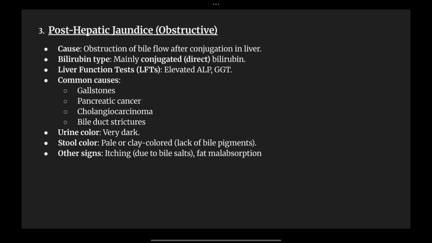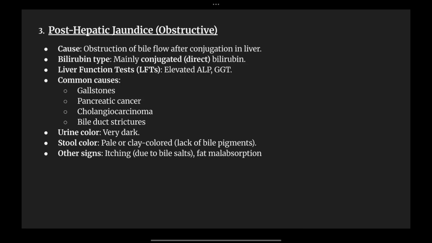In the first case, we saw it was unconjugated bilirubin in pre-hepatic jaundice. Second, in the hepatic jaundice, we saw it was both conjugated and unconjugated. And in post-hepatic jaundice, we see it is mainly conjugated bilirubin, or the direct bilirubin. Now, what are the functional tests that are conducted? Again, there are increased or elevated levels of ALP and GGT.